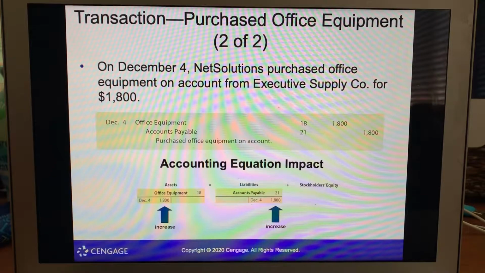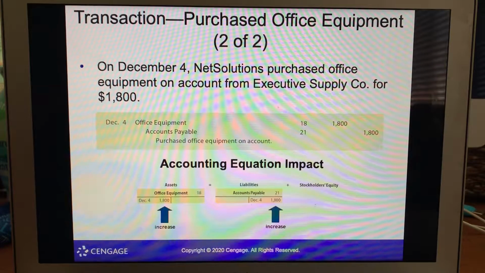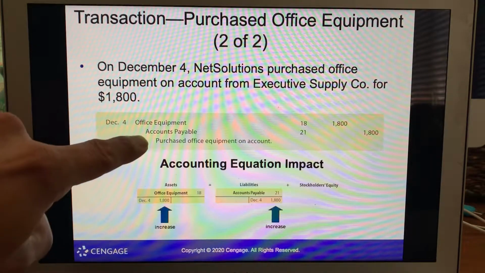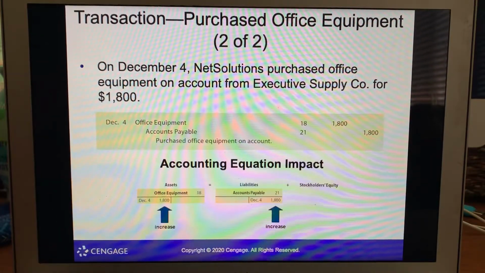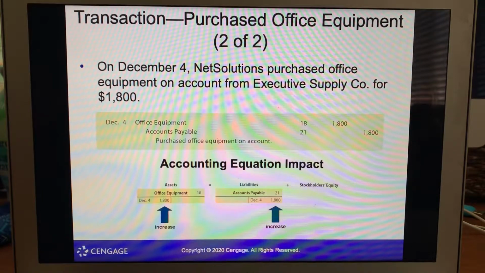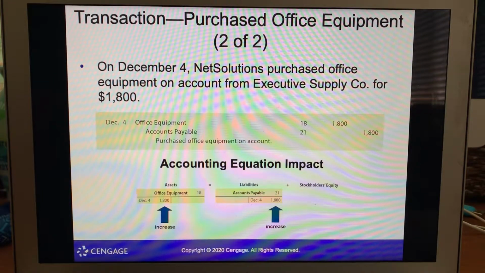So this one, this is December 4th is the date. We're gonna debit office equipment, which is account 18 for $1,800, and then we're gonna credit accounts payable for $2,100. Keep in mind, make sure you indent the second entry or the credit entry, and then again the note, purchase office equipment on account. And again we did debit office equipment because it increased for us, and we also increased the liability as well because we put it into a payable.